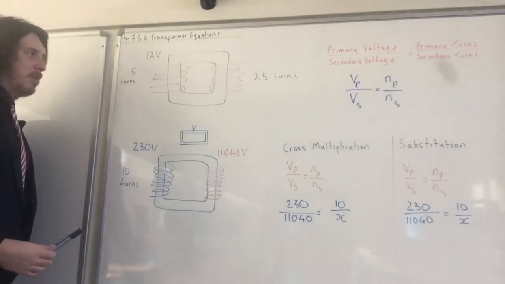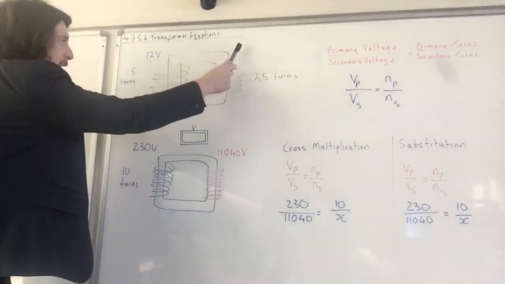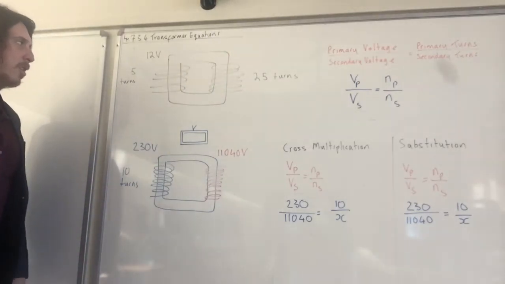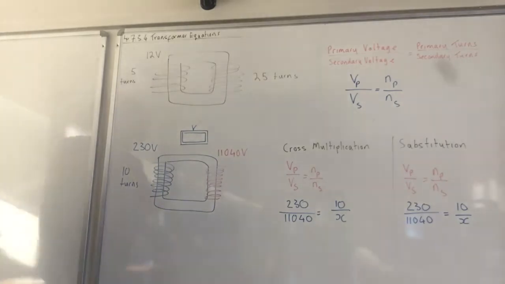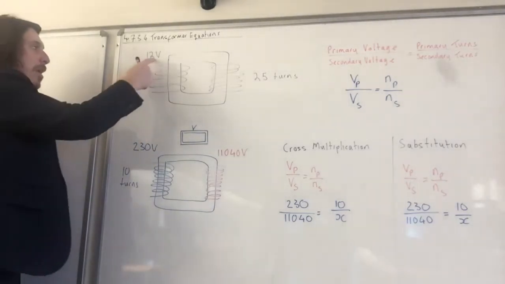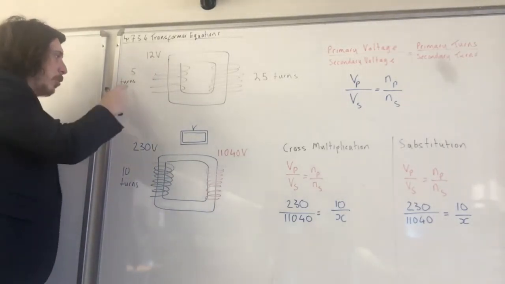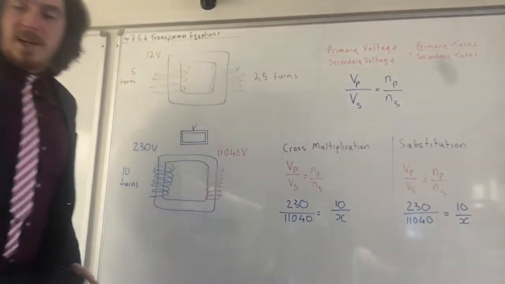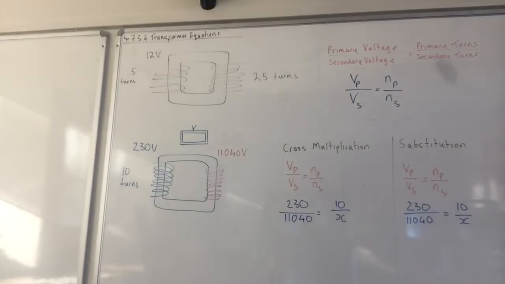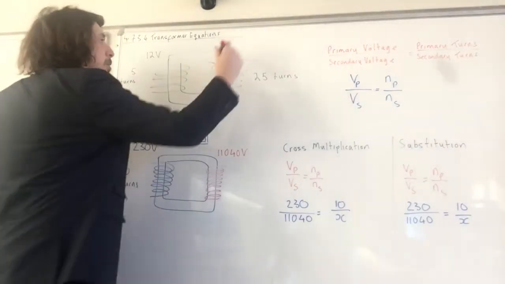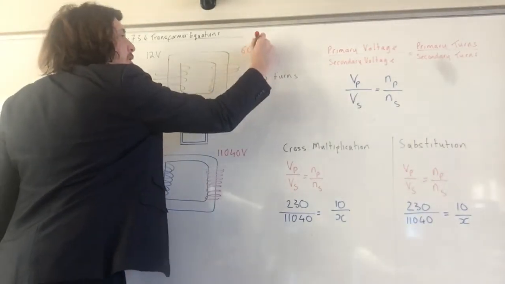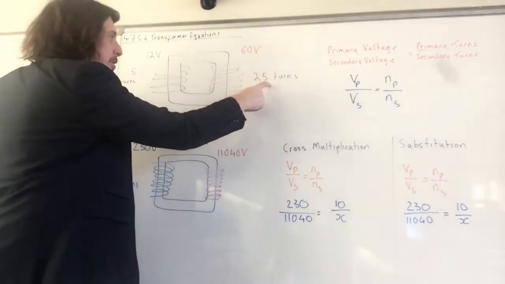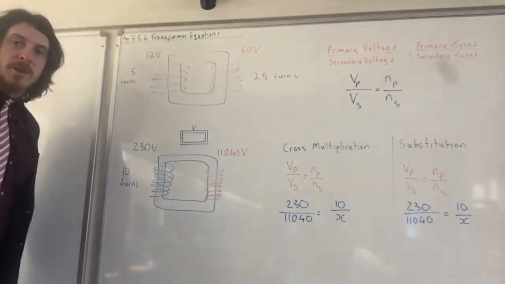We need to figure out how many volts are induced across the secondary coil, given this information. So we've got 12 volts on the primary, which is 5 turns, and we've got a secondary coil, which is 25. Now, some of you will be shouting your answer at the video. The secondary coil will have 60 volts. How do I know that? 5 times the amount of turns, 5 times the amount of voltage.